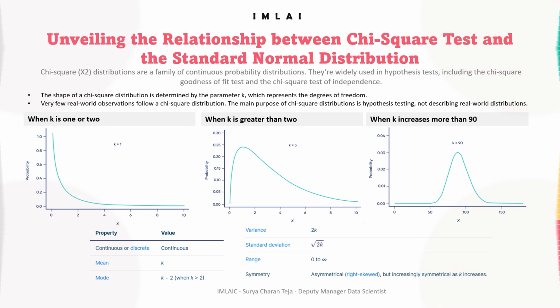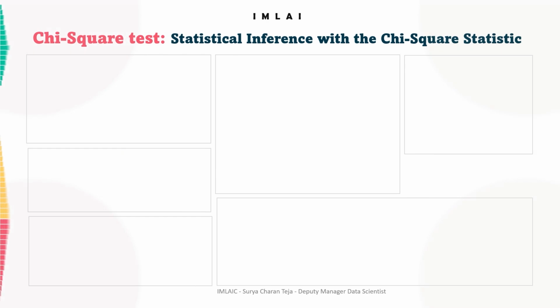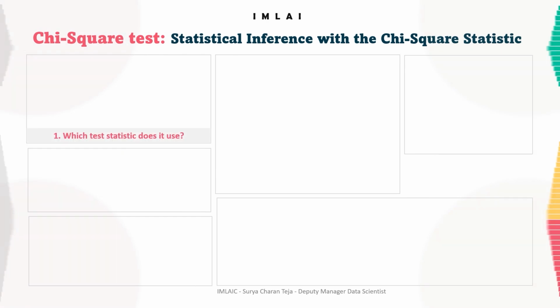So, as we have just unveiled the relationship between the chi-square distribution and the standard normal distribution, now let's look into the chi-square test in detail by asking various questions and answering them. We will begin with the first question: which test statistic does it use?